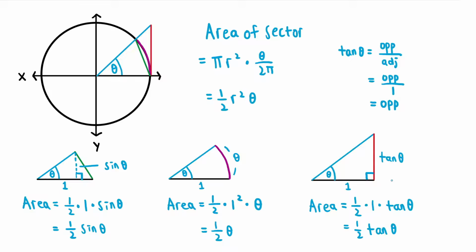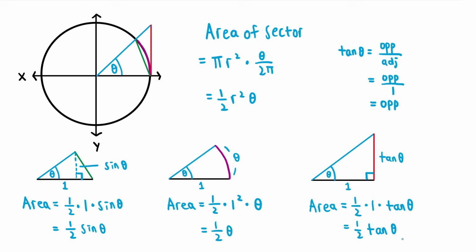Since tangent of theta is equal to opposite over adjacent, and adjacent is equal to 1, this means tangent of theta is equal to opposite over 1, which is equal to opposite. This means the opposite side has a side length of tangent of theta. Since the base is 1 and the height is tangent of theta, the area of the triangle is 1/2 times 1 times tangent of theta, which equals 1/2 tangent of theta.